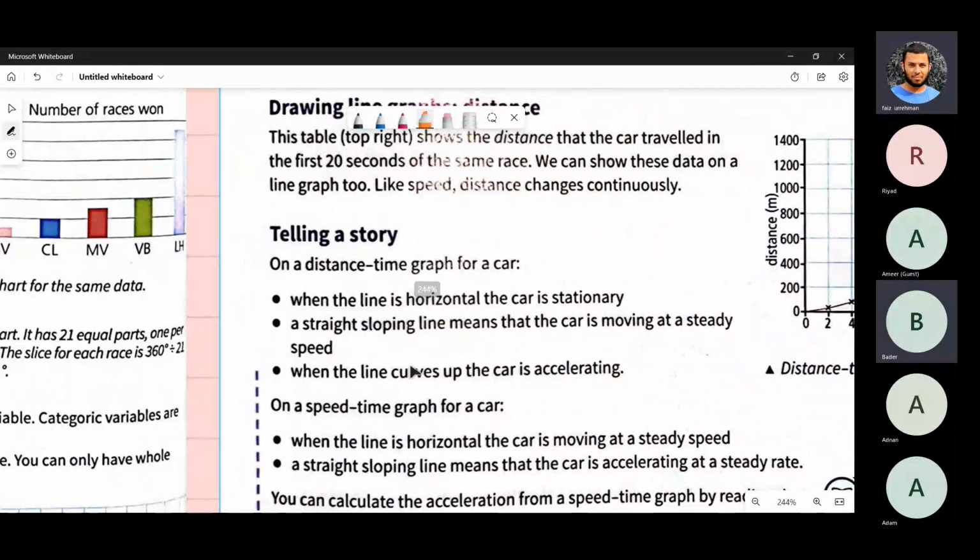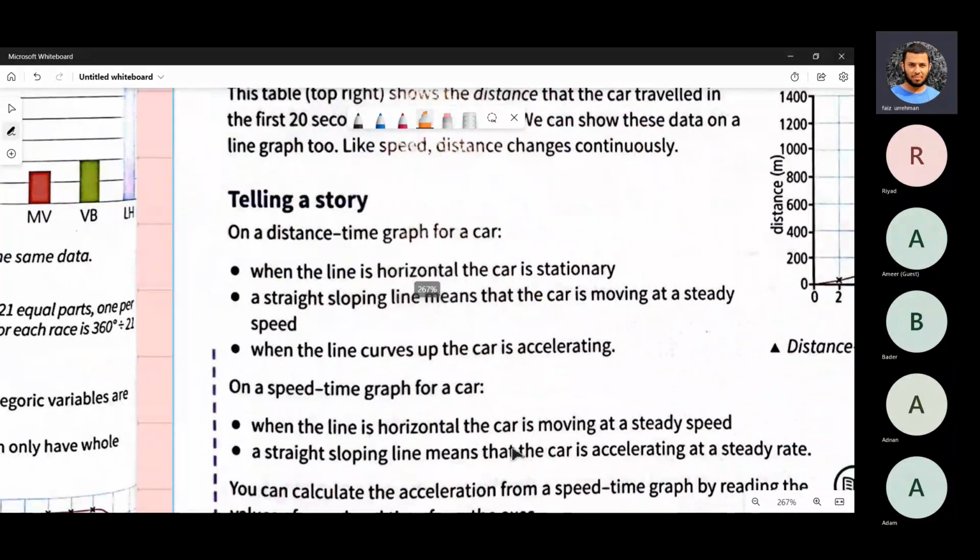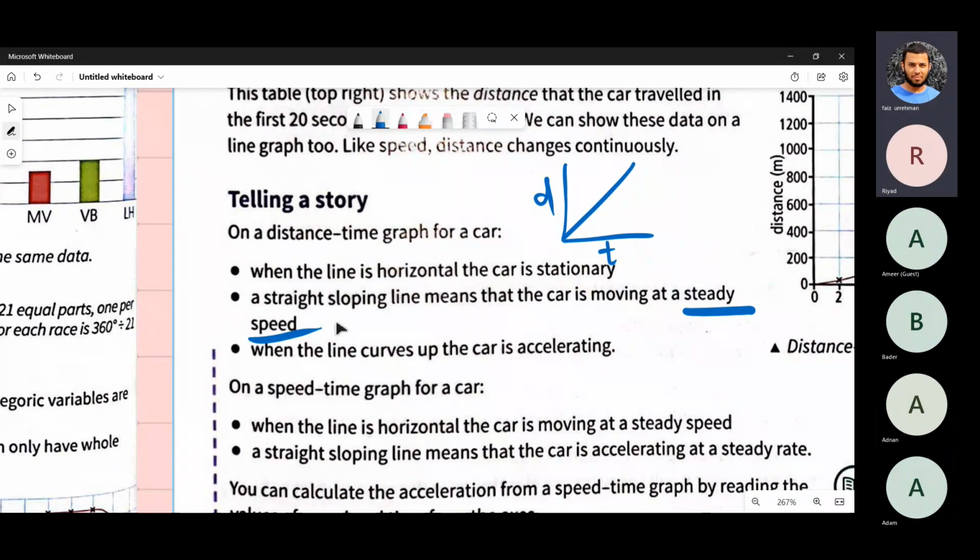Okay, so we have also studied these things on a distance time graph. If it is horizontal, it means what? It is at rest, stationary. If the straight line is sloping, it means the car is moving at a steady speed. We have already done this so many times.